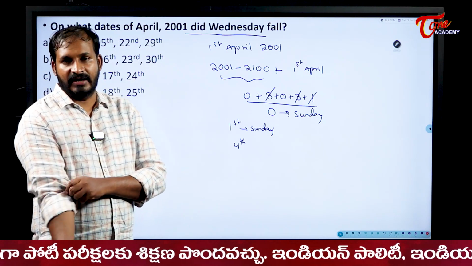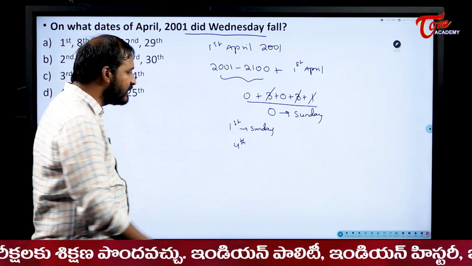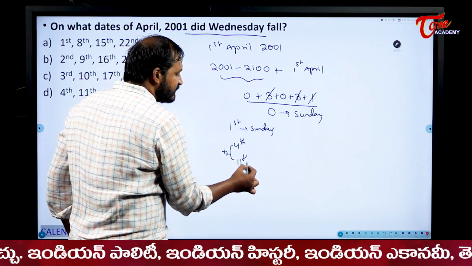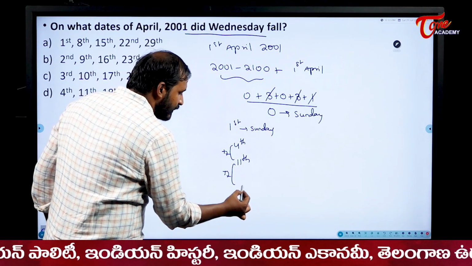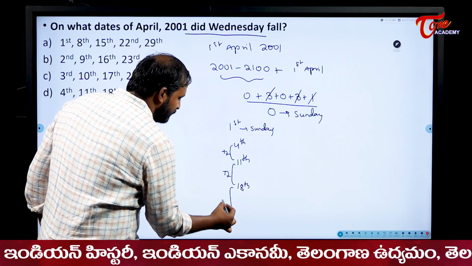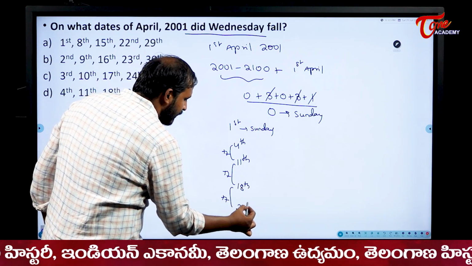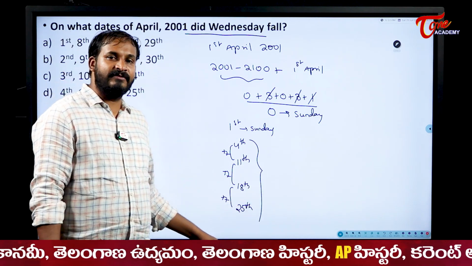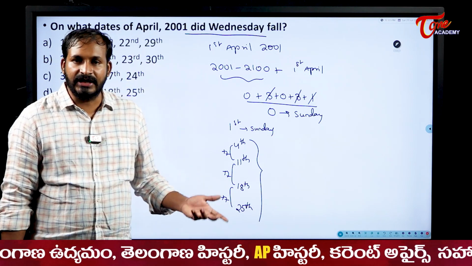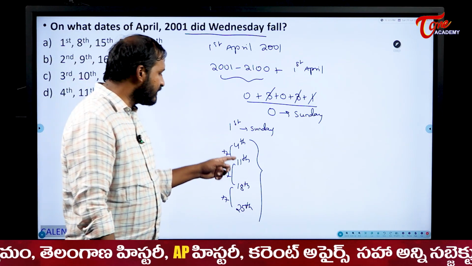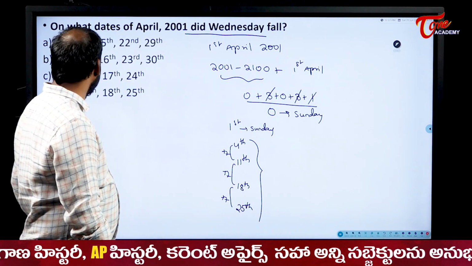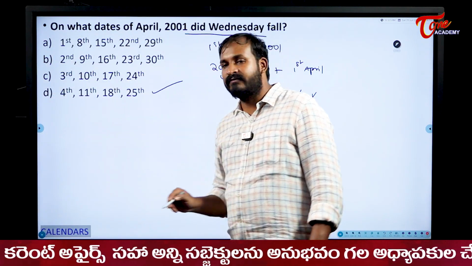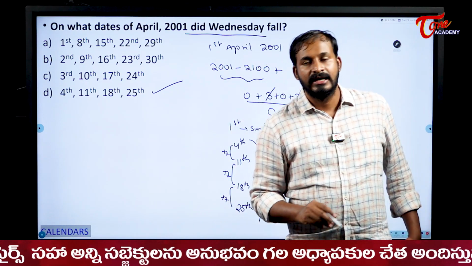4th is Wednesday. Next, when will we have the other Wednesday? Plus 7. 4 plus 7, so 11th will be Wednesday. Next plus 7, 18th will be Wednesday. Next plus 7, 25th. That means on 4th, 11th, 18th and 25th. If I add plus 7, it becomes 32. Will a month have 32 days? No, not at all. So our answer will be 4th, 11th, 18th and 25th. On these dates, we will have Wednesdays.